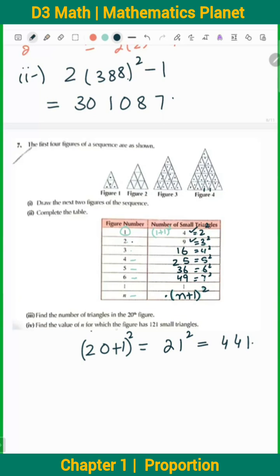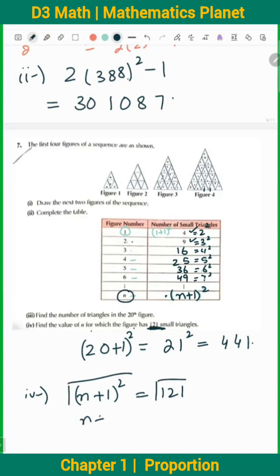Find the value of n for which the figure has 121 small triangles. So they are saying the figure has 121 small triangles. So it means n plus 1 whole square is equal to 121. So we need to find n. Taking the square root on both sides, we get n plus 1 is equal to 11, and n is equal to 11 minus 1, which is 10. Because we are talking about the number of triangles, we are only going to take the positive number when taking the square root. Is everything clear?